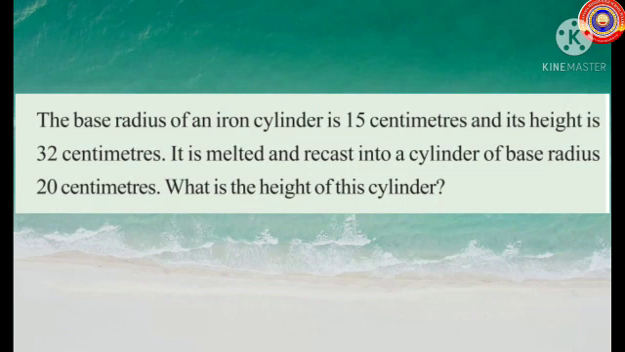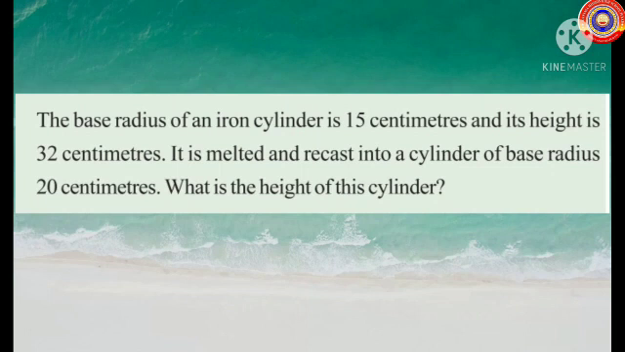The base radius of an iron cylinder is 15 centimeters and its height is 32 centimeters. It is melted and recast into a cylinder of base radius 20 centimeters. What is the height of this cylinder? Do you understand the question?